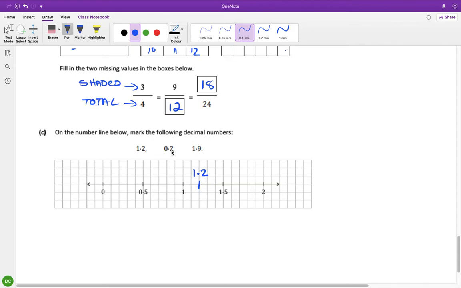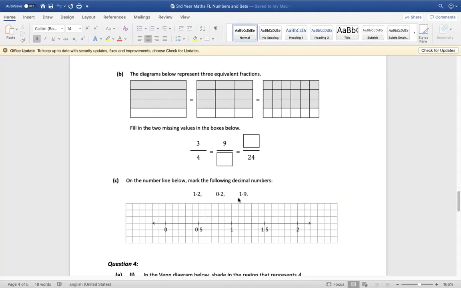Now you need the line and the number, not just the number. Okay? 0.2, so that's going to be after 0. So that's 0.1. So that's 0.2. And then 1.9. So here's 1.5, 1.6, 1.7, 1.8. So there's 1.9. All right.